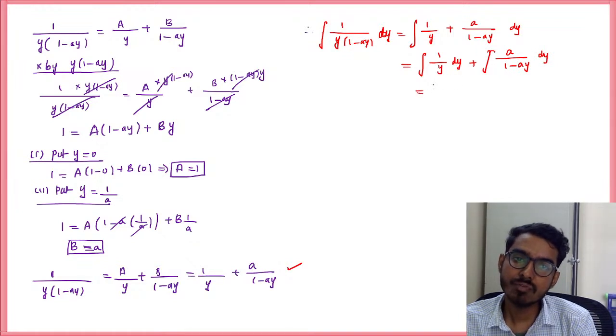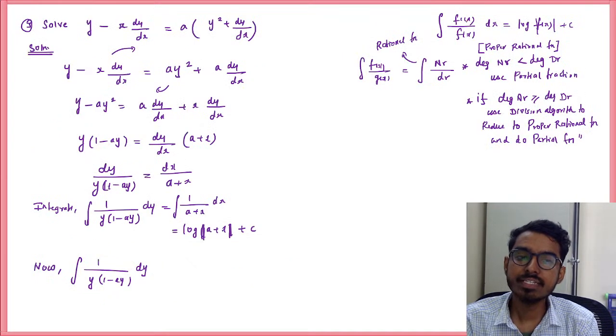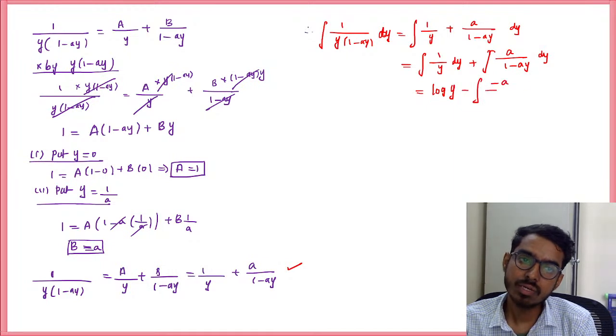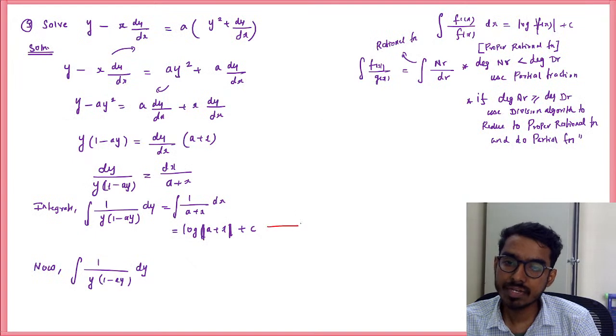So what about integration of 1 by y? It is log y, right? And what about this? Now you can see f of y, what is its derivative? It is minus a, but you have plus a here, right? So you can see integration of f dash of x by f of x is log f of x, but here you should have minus in the numerator. So what I'm going to do is I'm going to write this like this, right? So this will be log y minus log mod 1 minus ay plus some constant c. This is the integral value. This is the required solution, right?